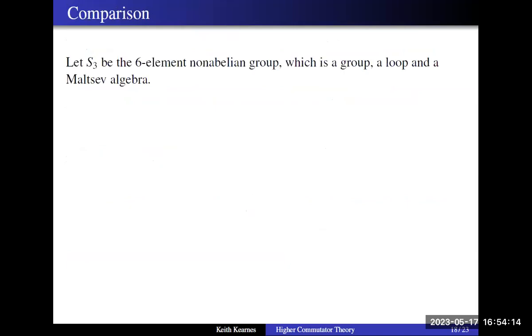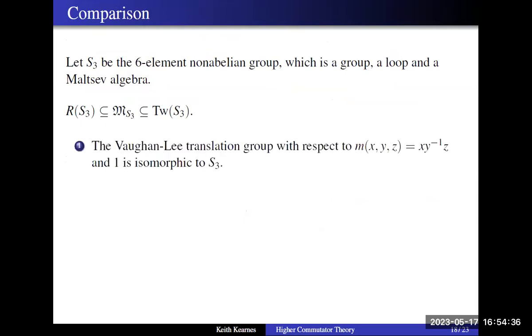Okay, now I can start with, say, the symmetric group, which is a group, a loop, and a Maltsev algebra, and perform all of these constructions. That is the right translation group of the loop, R sub S3, the multiplication group of a quasigroup, M sub S3, or the twin monoid of S3, and they're related to each other. The right translation group turns out to be isomorphic to S3. I'm just saying right multiplications of S3 acting on itself is isomorphic to S3. Okay, that's easy.